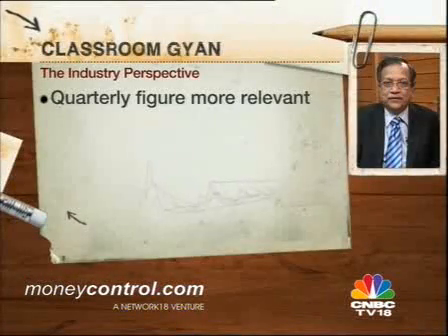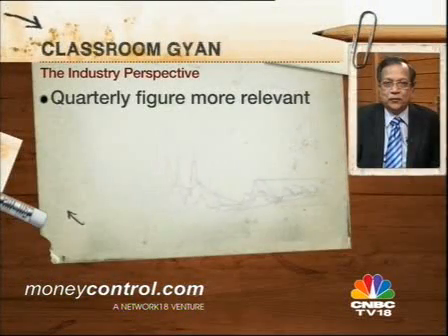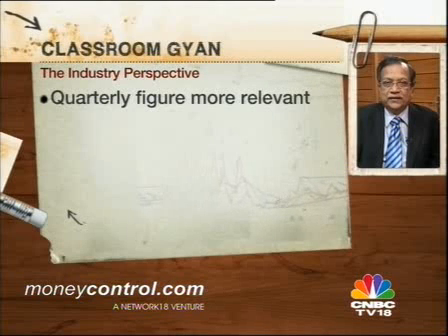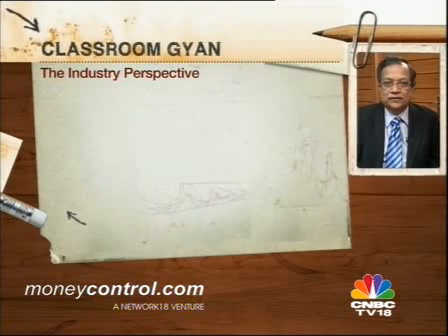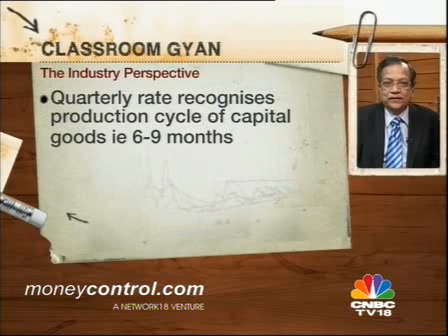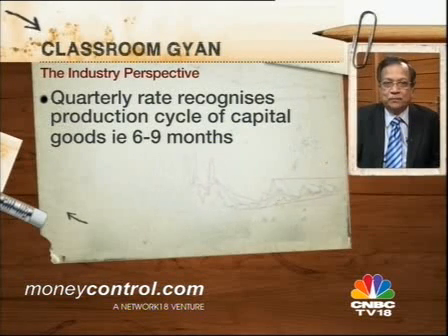It should be a quarterly figure which is more relevant, because it takes a lot of time to really manufacture a product. It takes 6 months to 9 months to manufacture a capital good. So it's more relevant if quarter to quarter figures are compared.